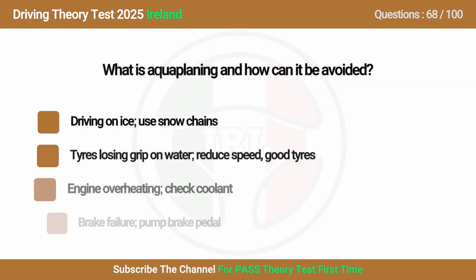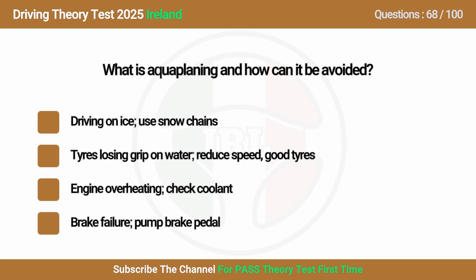Question 68. What is aquaplaning and how can it be avoided? A. Driving on ice, use snow chains. B. Tires losing grip on water, reduce speed, good tires. C. Engine overheating, check coolant. D. Brake failure, pump brake pedal.